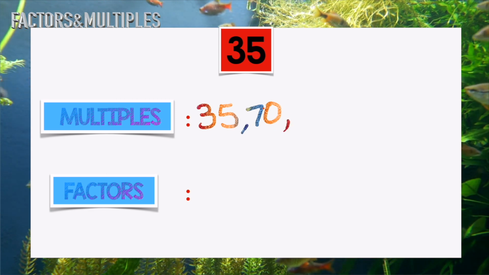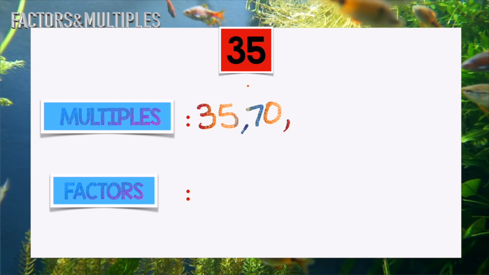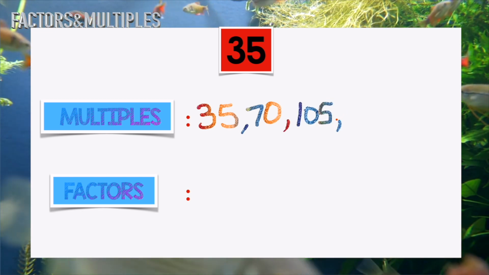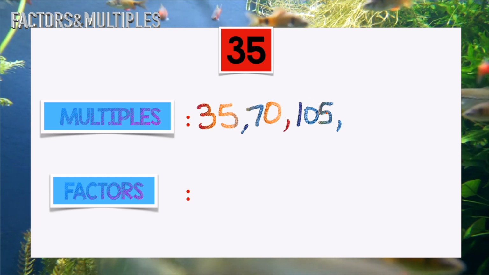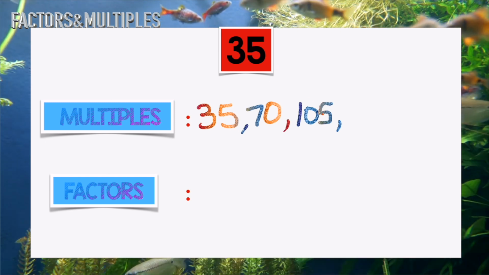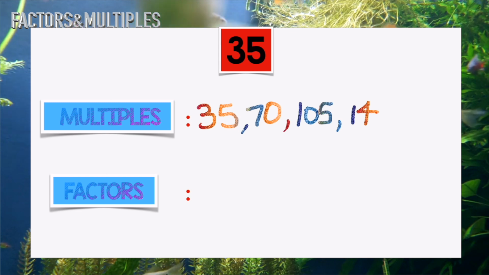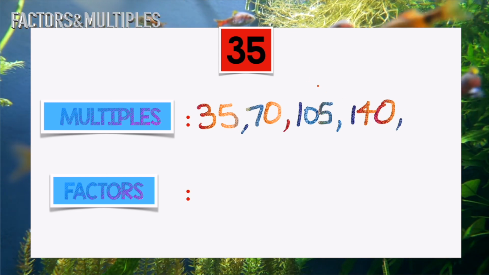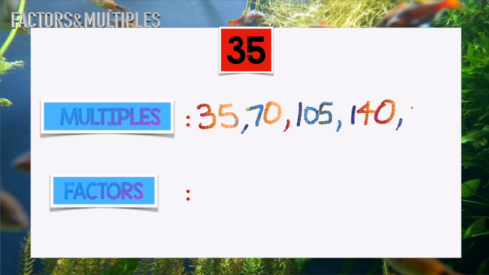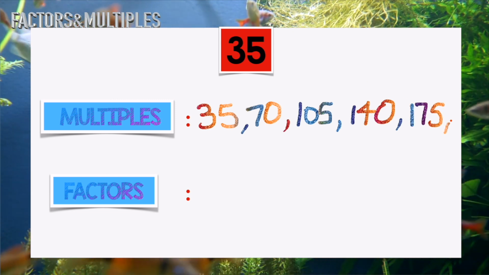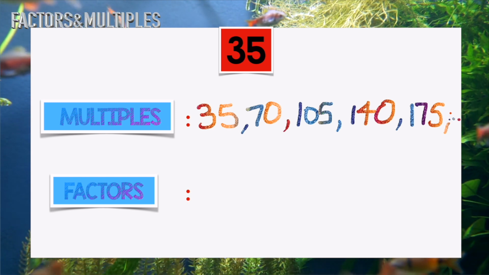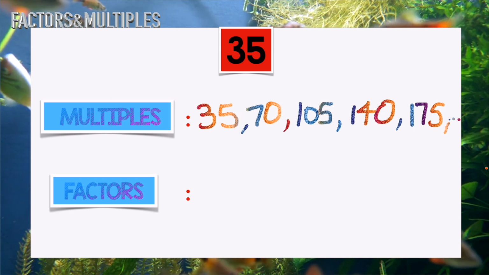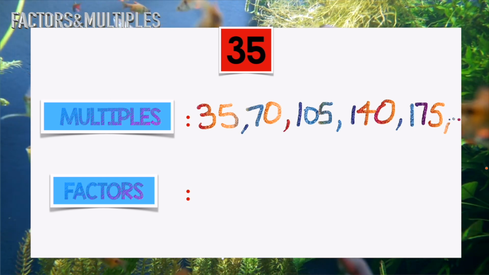And then we add another 35, so 70 plus 30 is 100, plus 5, 105. And then 105 plus 35, add 30 to 100, you get 130. 5 plus 5 is 10, so it's 140. And then one more, 140 plus 35: 40, 50, 60, 70, 175. And we can keep on going on and on for as long as we need to find some multiples of 35.